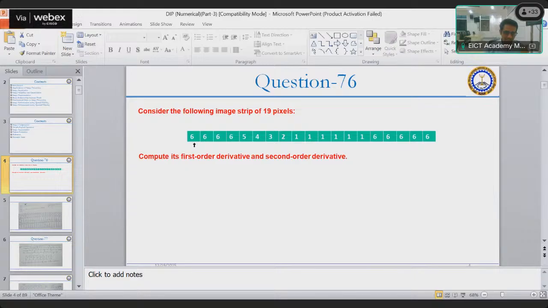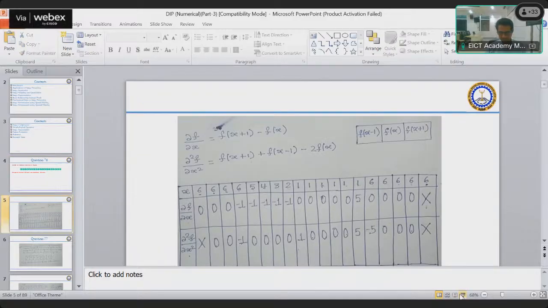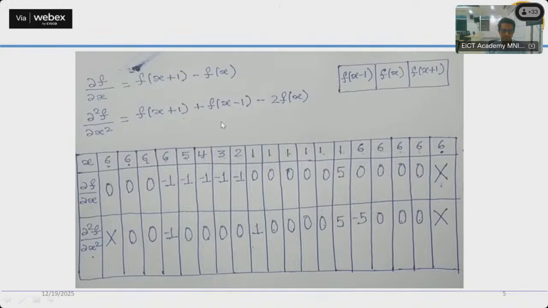If you take it here, one thing is clear: 6 is there, so it will be 0. In the first order derivative, 6 minus 6 is 0, 0, 0 minus 1, 4 minus 5 is minus 1, 3 minus 4. It is f(x+1). Exactly.